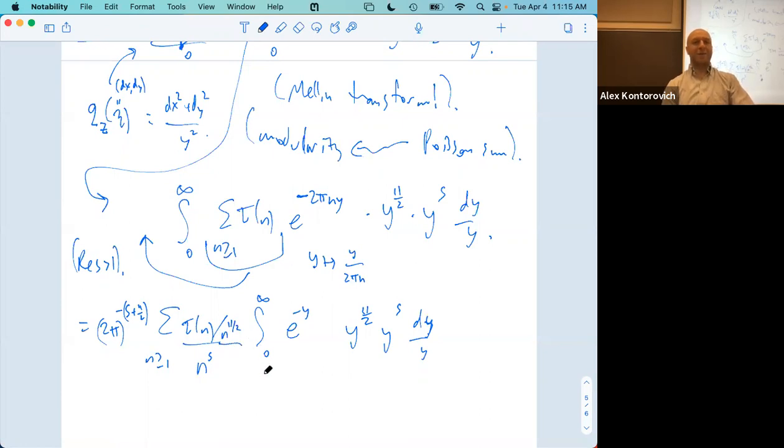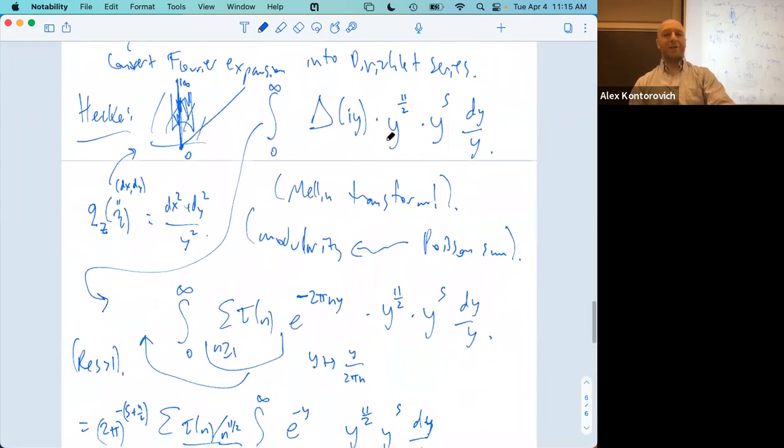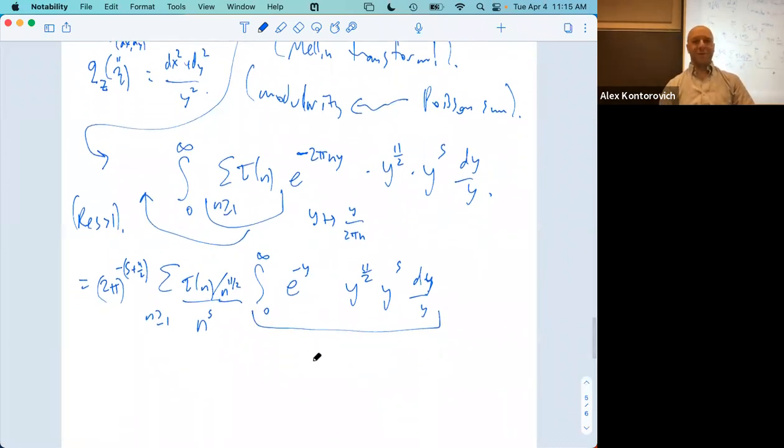I'm going to write this in a funny way just to separate out the role of the coefficients being of size 1. And here's my Dirichlet series. So that's exactly what a Mellin transform does. A Mellin transform converts Fourier type expansions into Dirichlet series. Okay. And what is this integral? Gamma. Hopefully, remember that this is just the definition of gamma of s plus 11 halves.